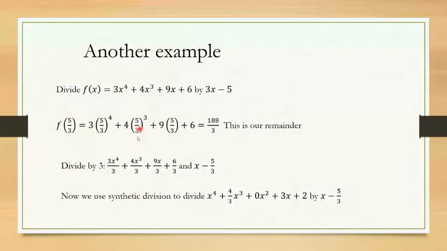Notice also that we are missing an x squared term. We need to put in a placeholder. That's what this is for, 0x squared. We put that in here as a placeholder. You have to have every power of x there, from the degree to the last term.